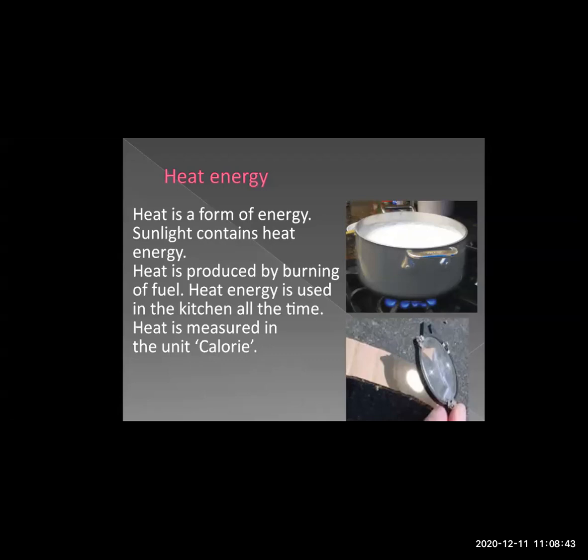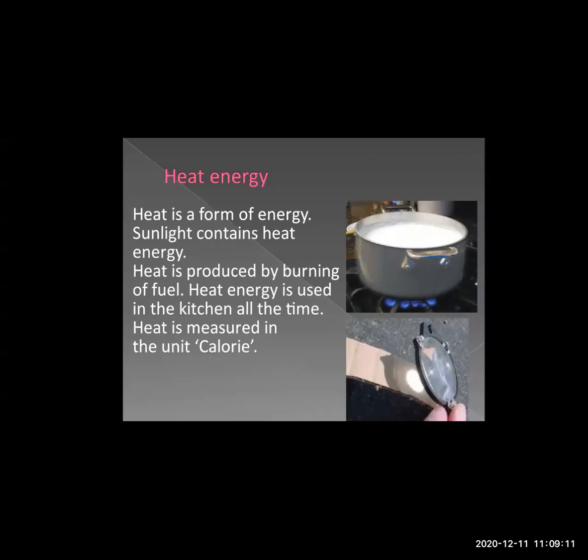Okay, now how is heat transferred in the form of energy? When you boil the milk, what happens? The heat is produced by burning the fuel. When you light the gas with the help of a lighter, what happens? It strikes and the heat energy starts, and whatever food you cook is cooked with the help of this heat energy. So heat energy is used in the kitchen all the time.